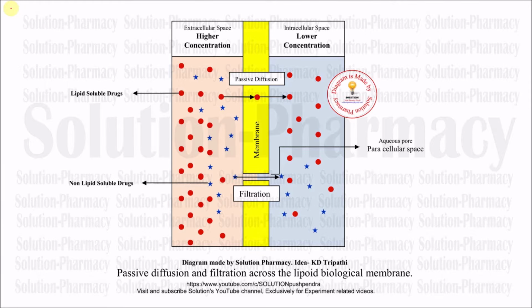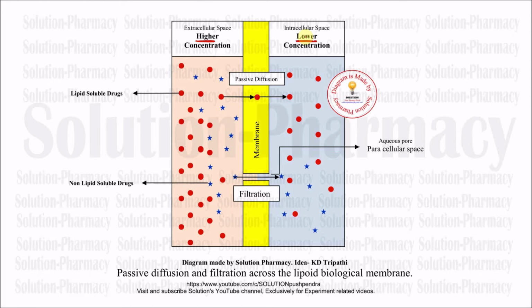As in the first diagram, you can see we have two types of separation chamber. The first one is the extracellular space of higher concentration. You should focus on this word, higher concentration, and the same for the intracellular space, which has lower concentration. As per the different transport processes of drugs across the cell membrane, there is also the diffusion process. As per the definition of diffusion, movement of molecules from the region of higher concentration toward the lower concentration is simply known as diffusion.